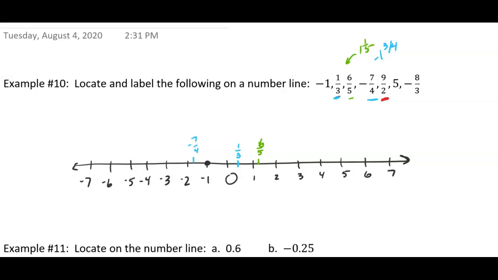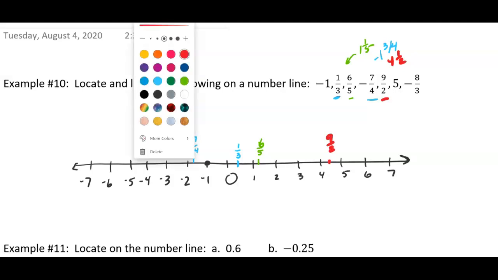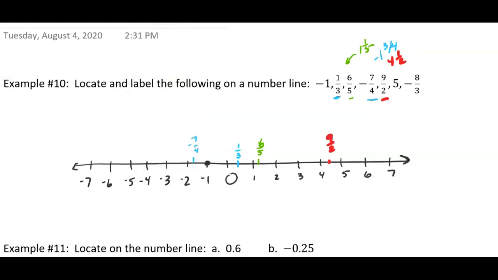Now let's see, I'm running out of colors. 9/2. Well, 9/2 is 4.5. So if you divide the 2 into 9, it goes 4 times with 1 left over. So 4.5 is going to be about there, a little to the right maybe. 9/2. Okay, 5. Not a problem. 5 is just going to be at 5. So right there, and it's already labeled.